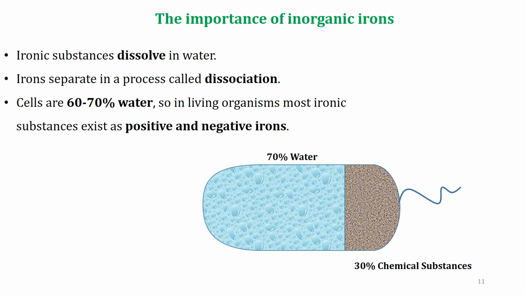Now, let's talk about inorganic ions. In water, ionic substances dissociate into ions. Since cells are mostly water, most of these substances exist as ions in living organisms.